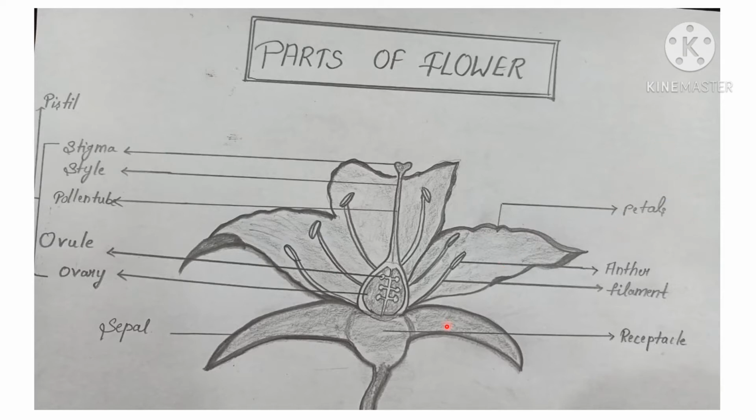And coming to the sepals, these are the small leaf-like parts growing at the base of the petals, and they form the outermost wall of the flower. Collectively, sepals are known as calyx. The main function of the calyx and its sepals is to protect the flower before the bud stage starts.